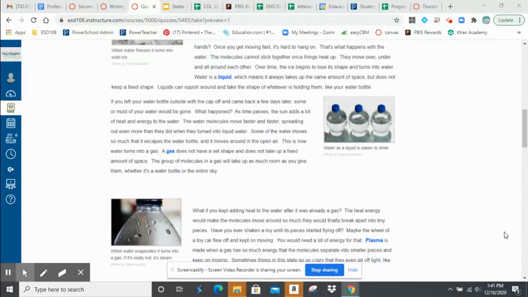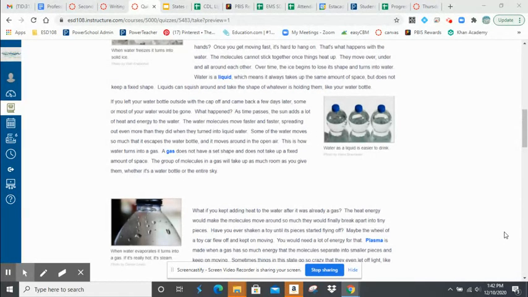If you left your water bottle outside with the cap off and came back a few days later, some or most of your water would be gone. What happened? As time passes, the sun adds a lot of heat and energy to the water. The water molecules move faster and faster, spreading out even more than they did when they turned into liquid. Some of the water moves so much that it escapes the water bottle.